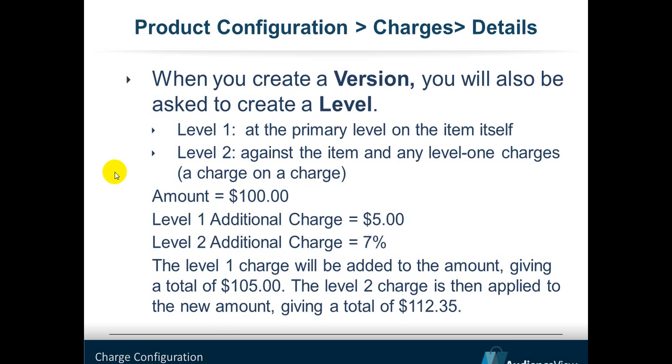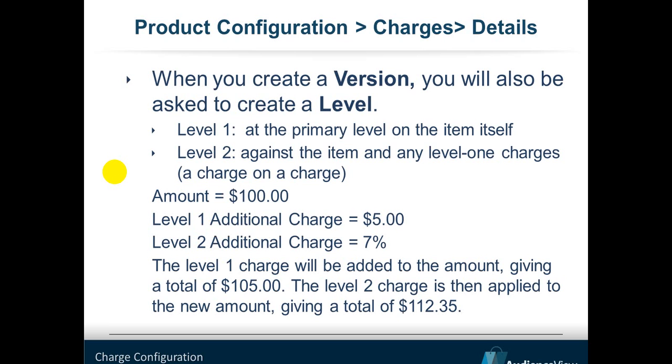Okay, also on the details page is version. So you have to create a version before you can actually move on and price your charge. And as you add a version, you're going to be asked for a level. The majority of your charges are probably going to be level 1, which means that the charge is on the item itself. Level 2 is a charge on the item at any level 1 charges, so basically a charge on a charge.